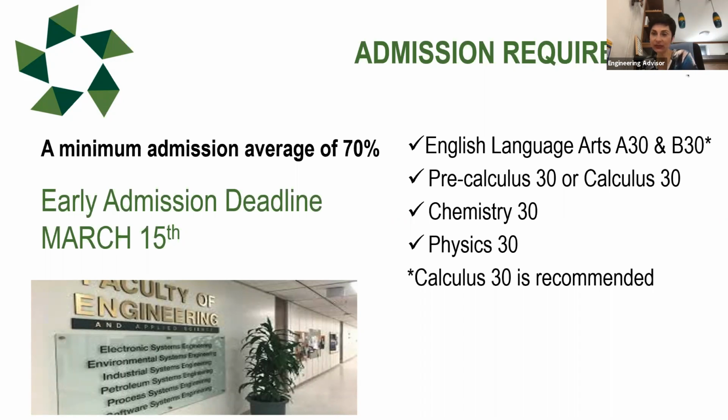The four classes that we look for when you're applying are an English language class, pre-calculus 30 or calculus 30. Calculus 30 is preferable, but we do accept pre-calculus 30 as well. Chemistry 30 and physics. And that's it. To apply, you would go through the admissions website, and yeah, it's that easy.